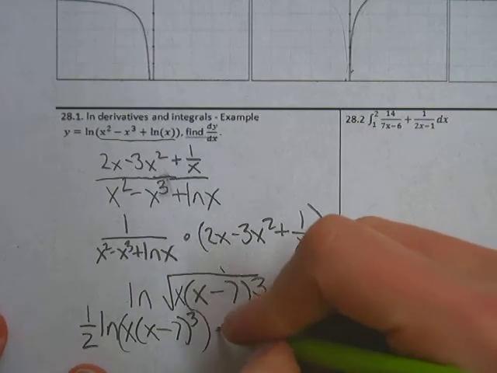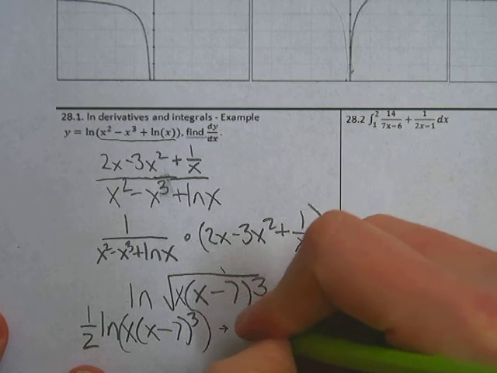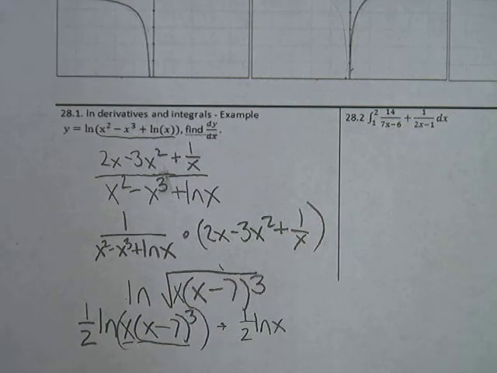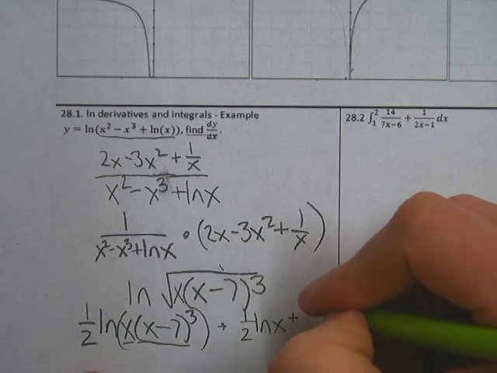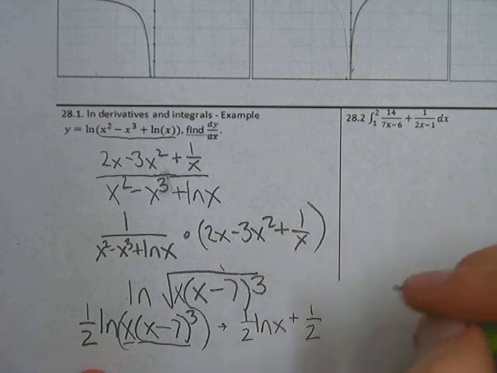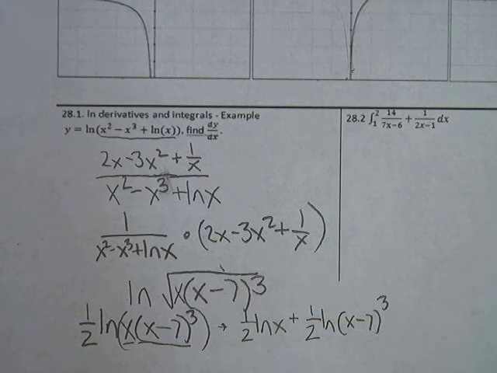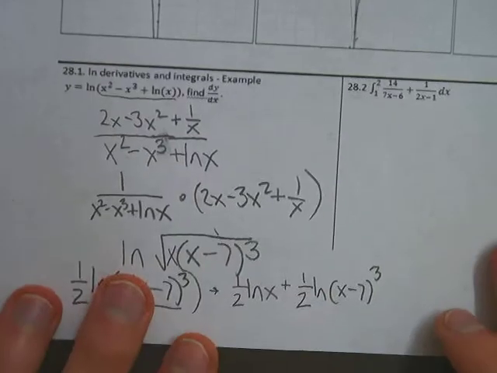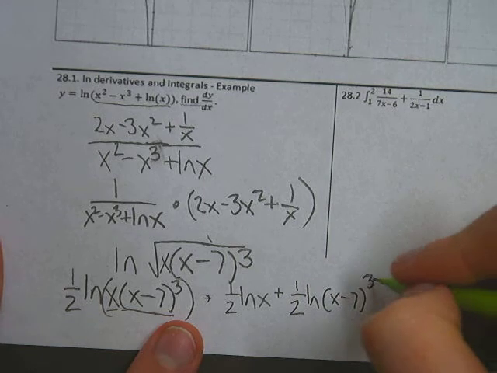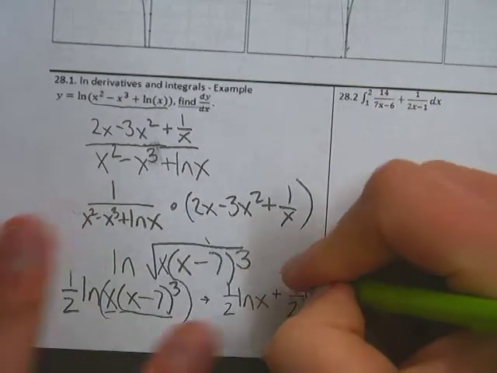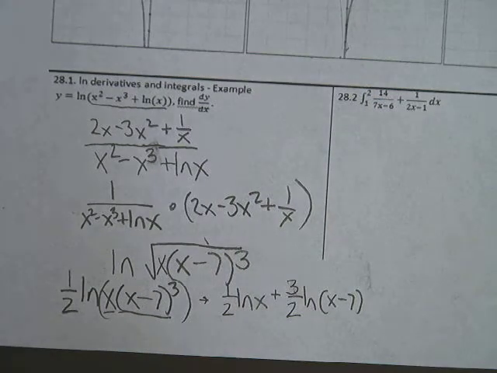All right, next step is I can split this into two integrals. I can have 1/2 of the natural log of x, because things that are multiplied we can split into two integrals, plus 1/2 the natural log of x minus 7 cubed. Okay, now I can just pull out this power, so I'm just going to do that by erasing and doing this. That was easy. It was the entire power of the inside, so that's totally legal. And now I'm ready to take the derivative.